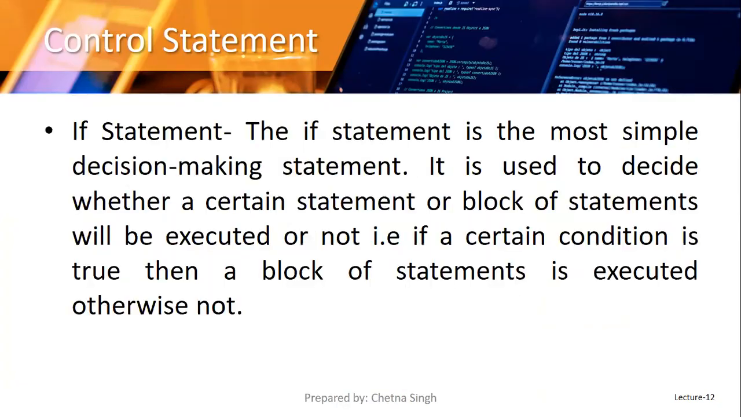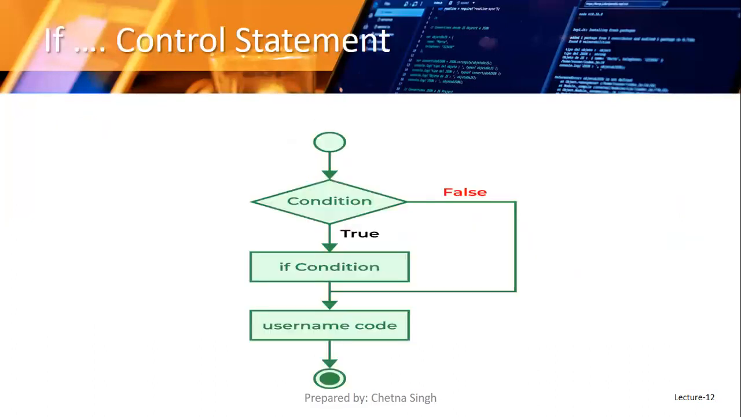Here you can see the if statement. The if statement is the most simple decision making statement. It is used to decide whether a certain statement or block of statements will be executed if the condition is true. Here you can see in the diagram, we check the condition. If the condition is true, then we execute the block of code written in the if. Otherwise, we skip the if block and execute the other code as it is.